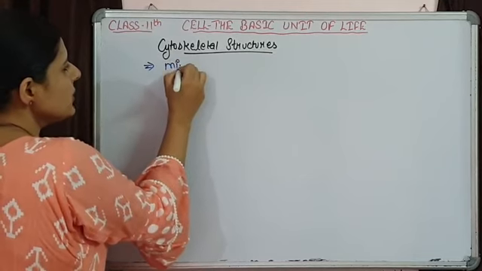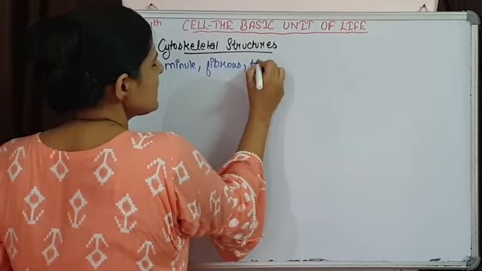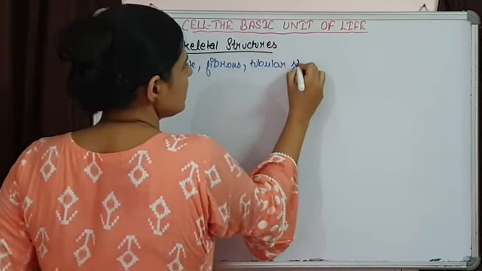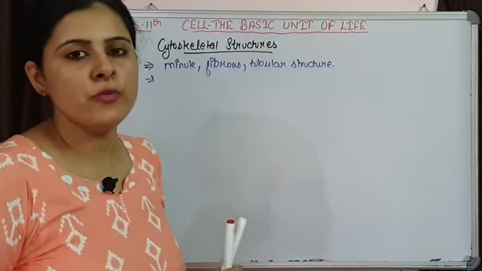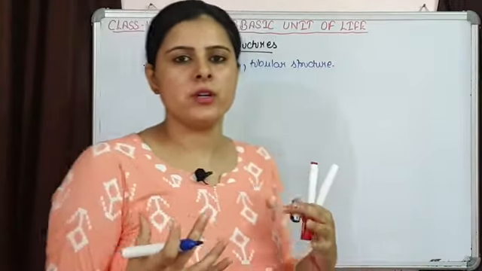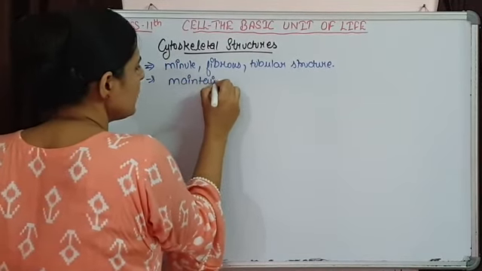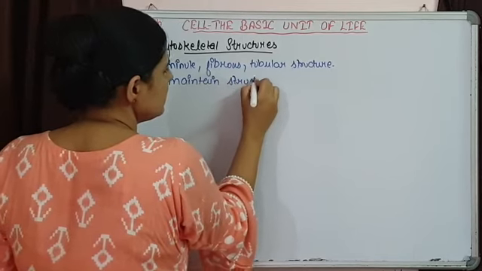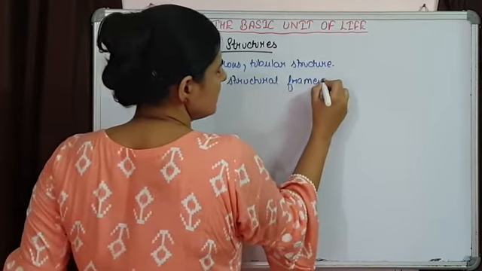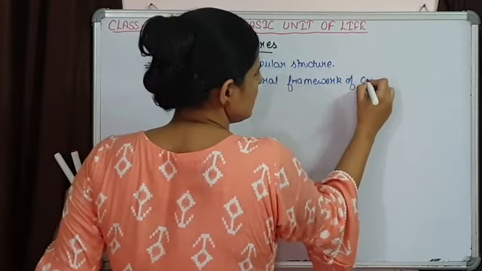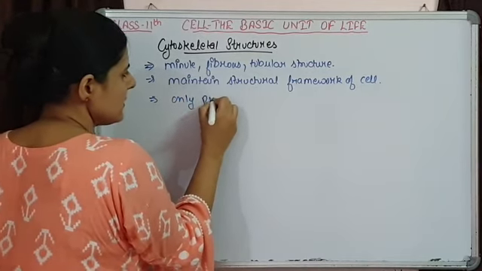These are minute, fibrous, tubular structures. And these are responsible for maintaining a structural framework of the cell. So they maintain the structural framework of the cell. And they are only present in eukaryotic cells.